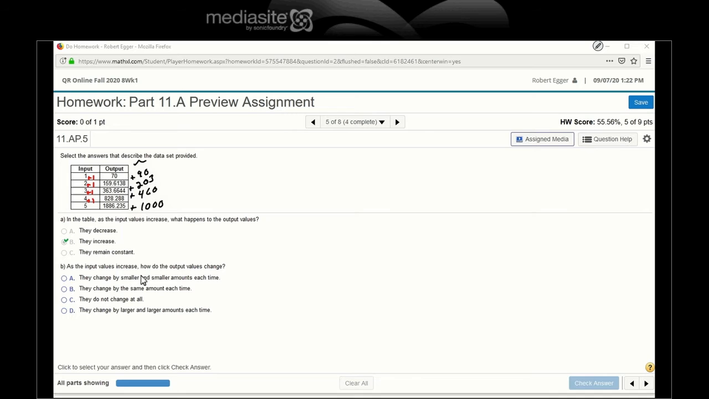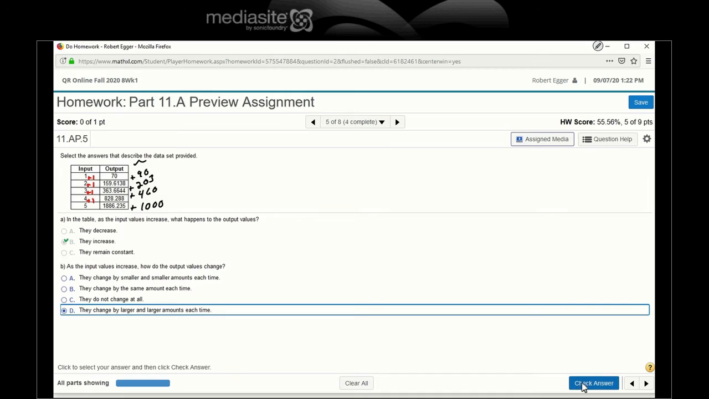They change by smaller and smaller amounts each time? No. Change by the same amount each time? No. Do not change at all? No. They change by larger and larger amounts. So, yep. 203 is bigger than 90, 460 is bigger than 203, and 1,000 is bigger than 460. There we go.